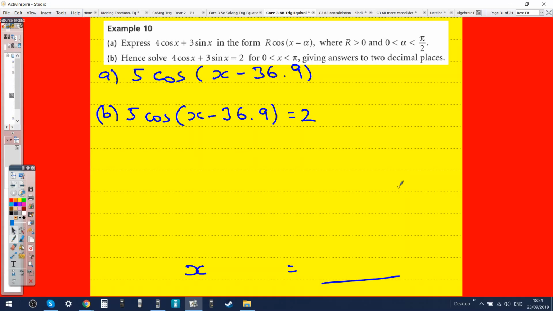What could you do first? And in general, with brackets, outside in. So start from the very outside, work your way in. Divide by 5. So this is 5 times this. Divide both sides by 5. So that just becomes cos x minus 36.9 equals 2 over 5. Yep. What is next?